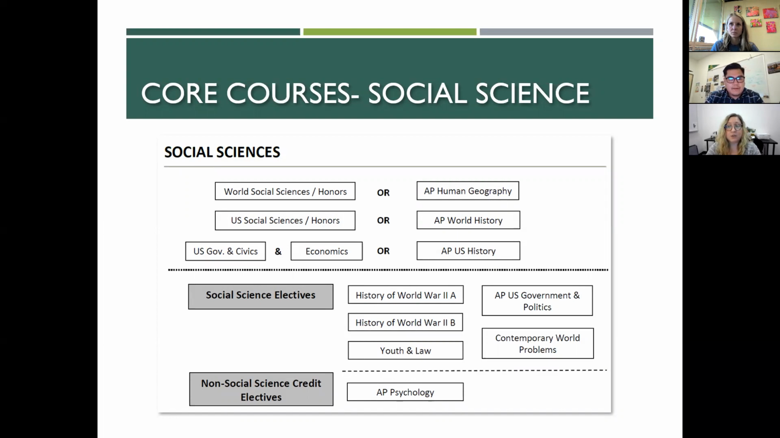And there are several social science elective classes that you can choose to take. Those include History of World War II A and B, Youth and Law, Contemporary World Problems, and AP US History and Politics. Another class that's offered that does not count for social science credit is AP Psychology. So while it's a social science, you will earn elective credit for it.